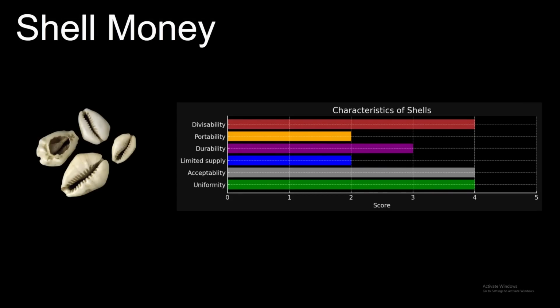So that brings us on to basically the next higher form of money that was used after specifically commodities, which was shells. Shells were a step up from commodity money in a number of ways. They were more durable.